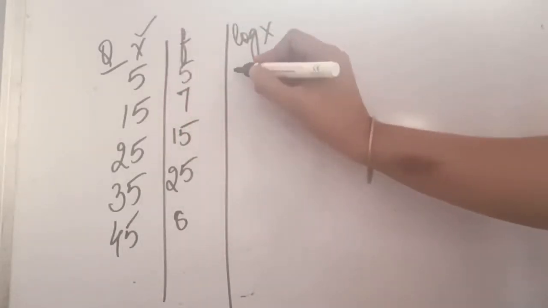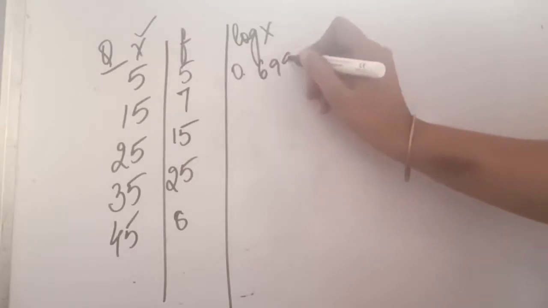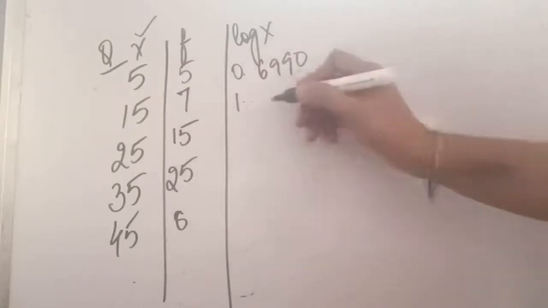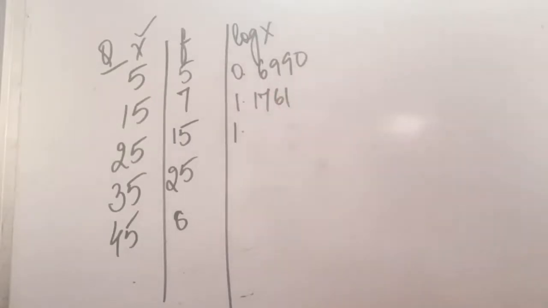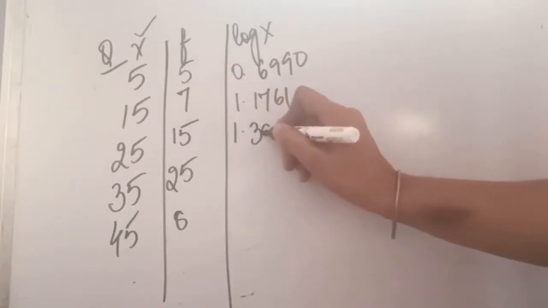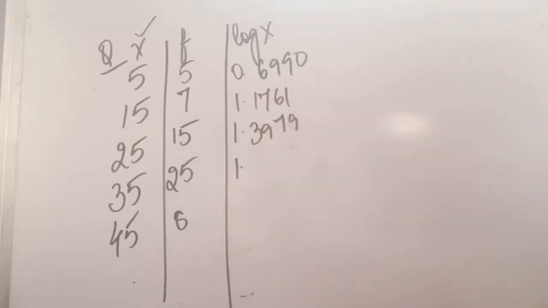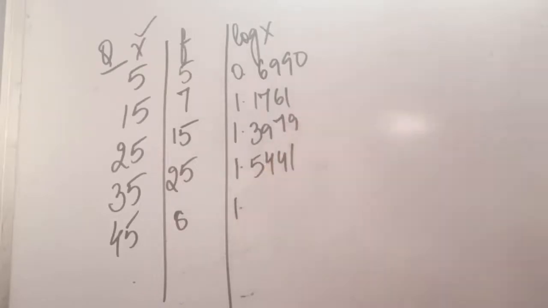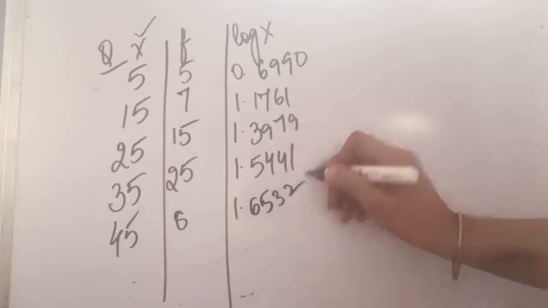So 5, one digit, 0.50 under 0 is 6990. 15, two digits are there. So 1.15 under 0 is 1761. 25, again two digits. So 1.25 under 0 is 3979. Again two digits. So 1.35 under 0 is 5441. Again 1.45 under 0 is 6532.